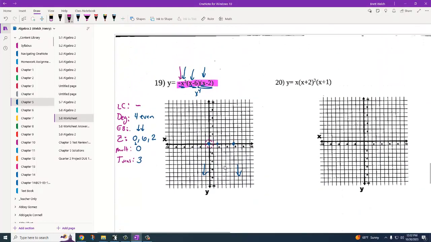I call that a Welch indicator because I made it up. I make up my own rules so I get to do my own thing. So this graph is going to come up. It's going to bounce at 0 instead of going through. Turn around and go through 2. Turn around and come down through 6. And there's a generic version of the graph.